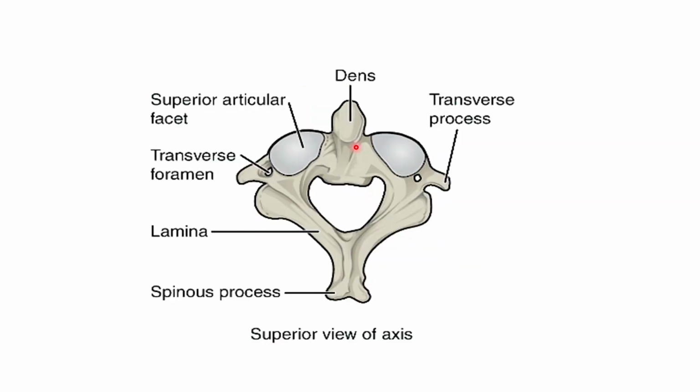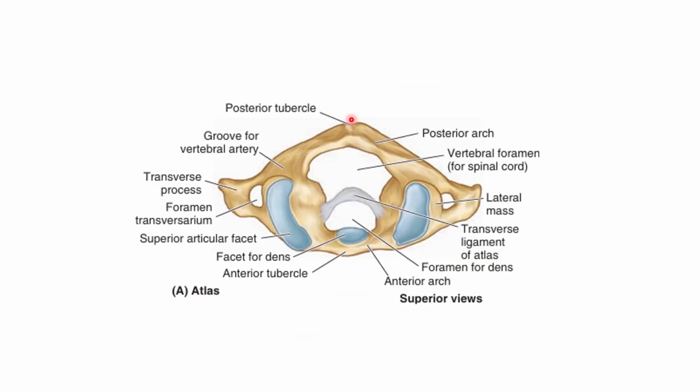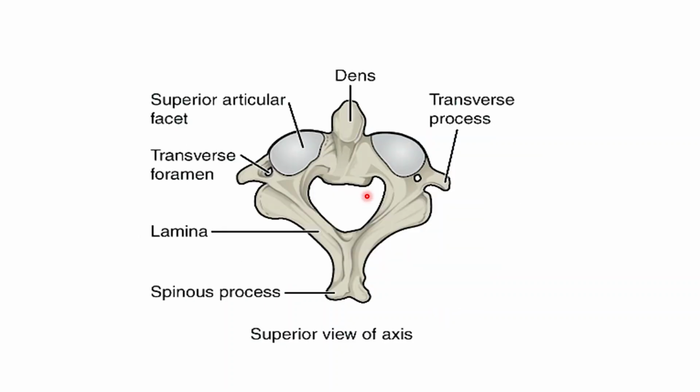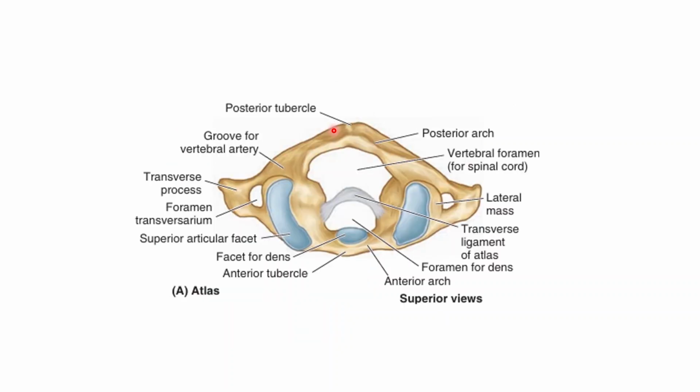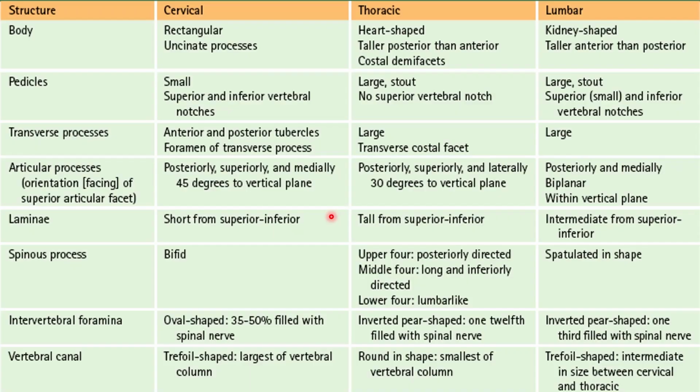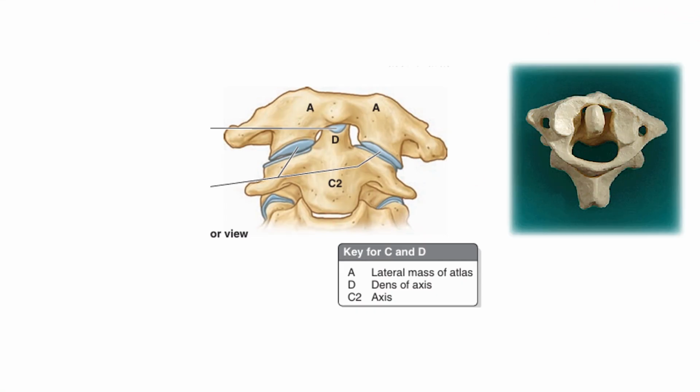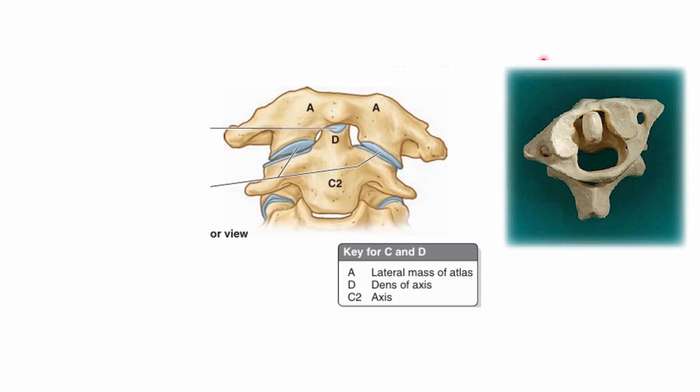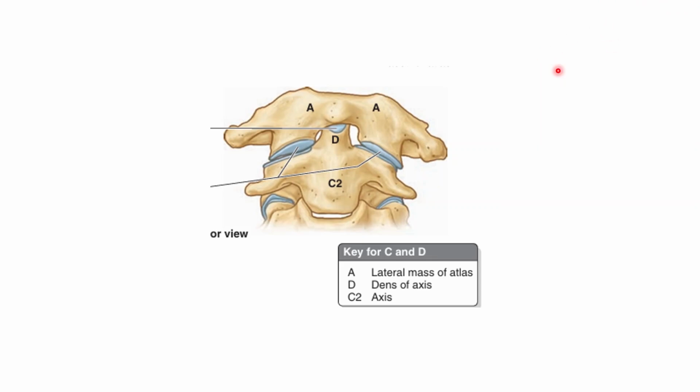The dens acts as a pivot for the atlas, so that when you nod your head no, if you were to go right now and nod your head no, you can imagine the dens acting as a pivot and the atlas pivoting around the dens, with the transverse ligament of the atlas holding it down and holding it all together. Makes sense, correct? I will try to put some sort of short video or GIF so you guys get it. You'll see it.